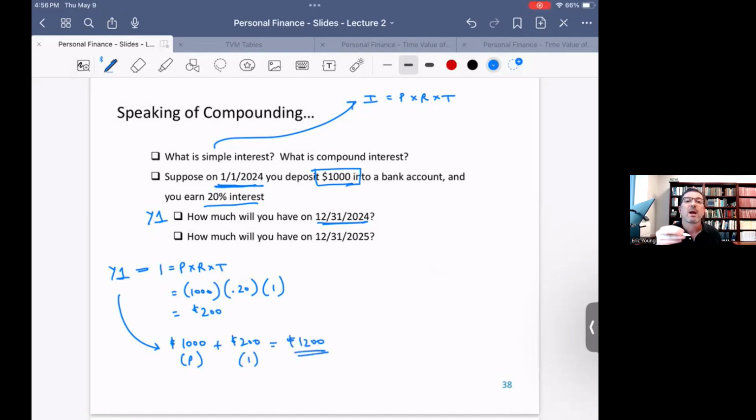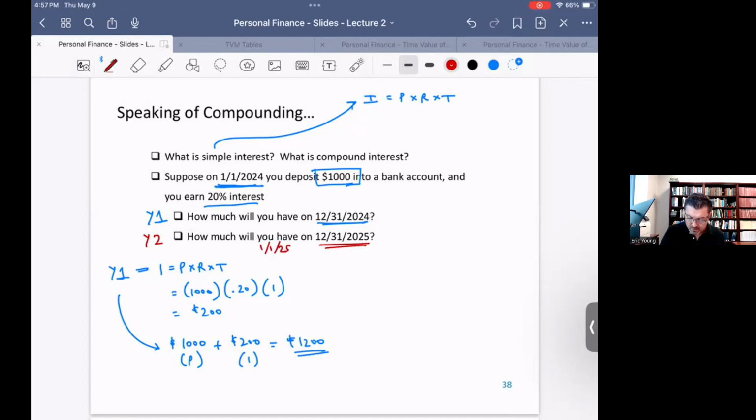Pretty easy. Now let's suppose that you decide to leave that money, which is now $1,200, in that account for another year. So you're going to leave it in the account. We'll do this in red for contrast for year two. And year two will span 1/1/25 to 12/31/25.